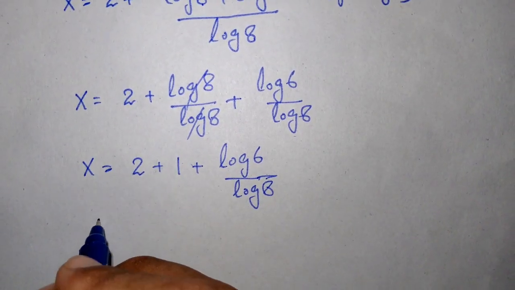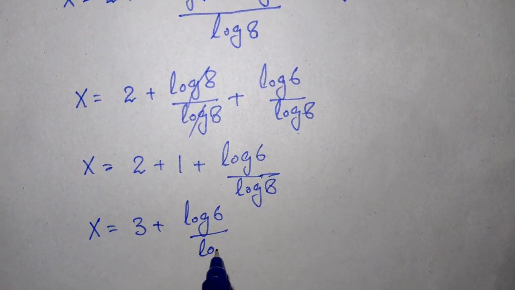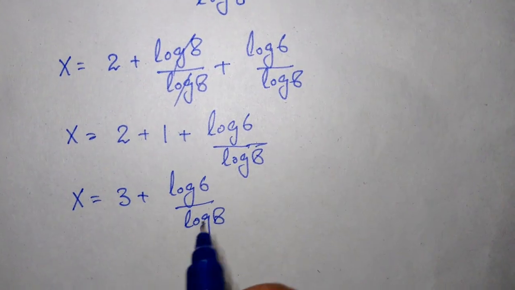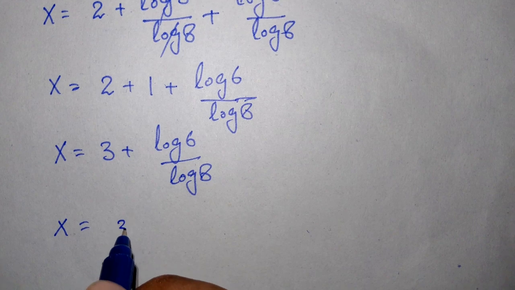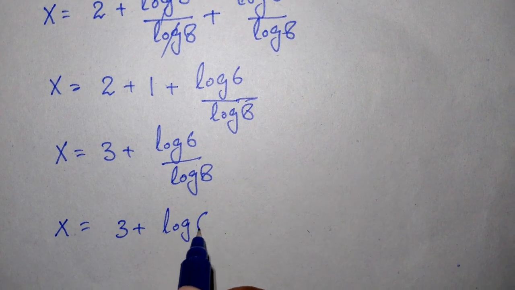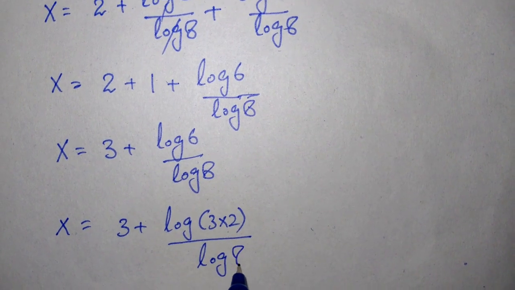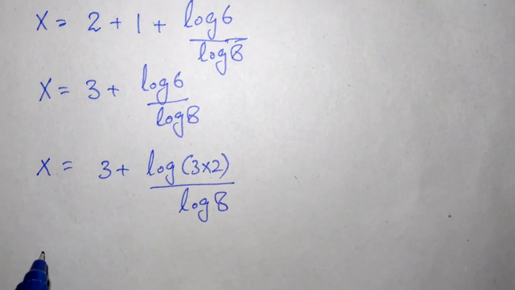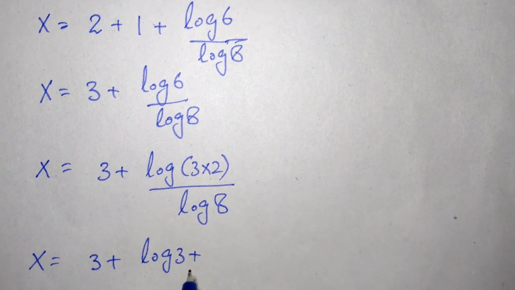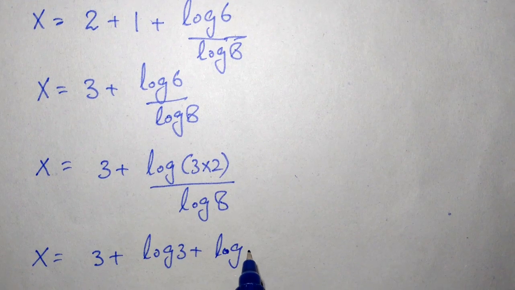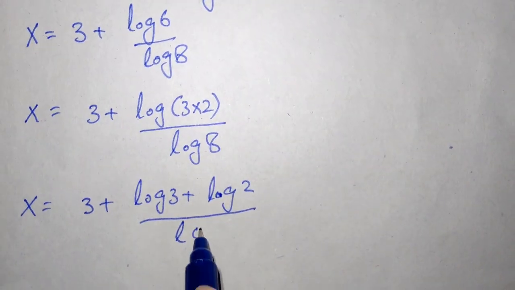Now 2 plus 1 is equal to 3, so x is equal to 3 plus log of 6 divided by log of 8. Now again this log of 6 can be written as log of 3 times 2 divided by log of 8. Again this can be written as x is equal to 3 plus log of 3 plus log of 2 divided by log of 8.